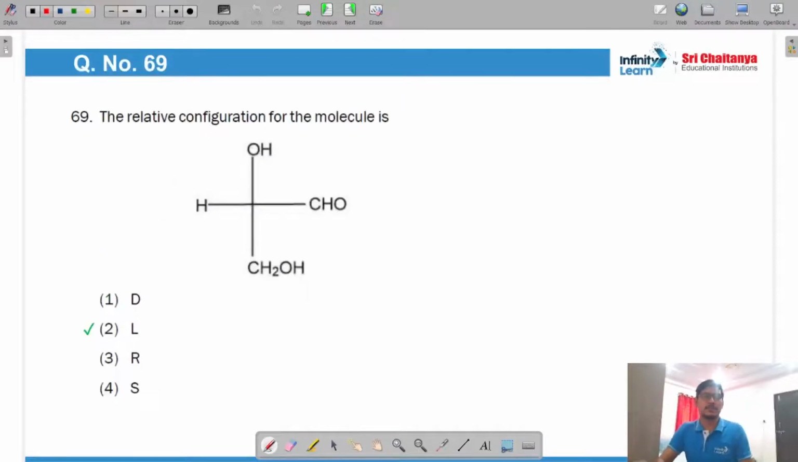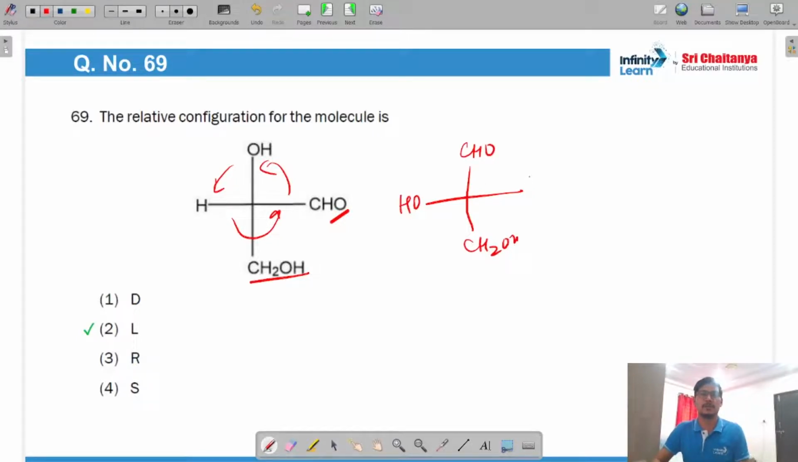To find the relative configuration, the most oxidized carbon, which is CHO, should be on the top. So what I will do, I'll fix this CH2OH here and rotate them. So CH2OH, CHO will go at the top, OH will come on the left, H will come on the right. So of course it is L, because hydrogen is on the right-hand side, OH is on the left, right? So this is L configuration.